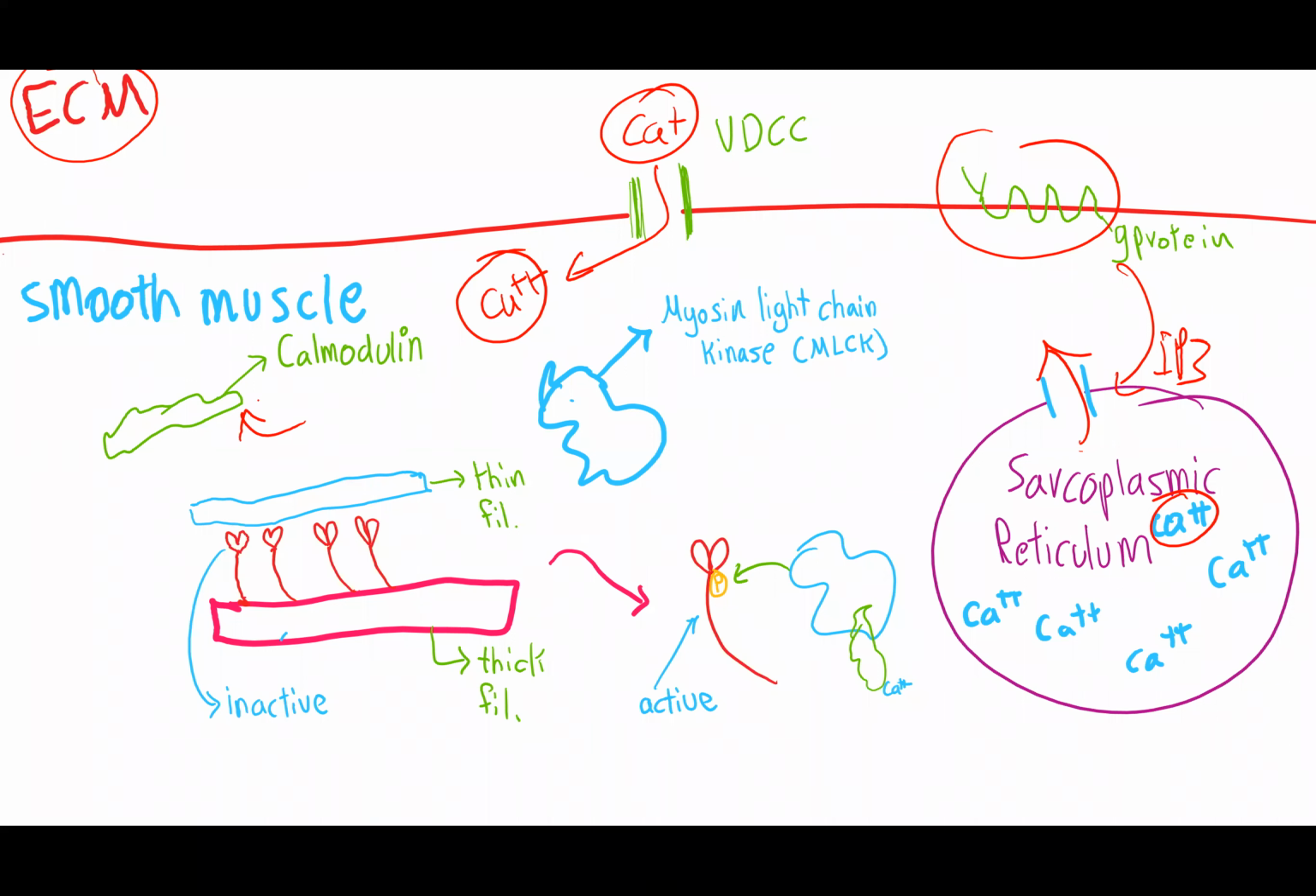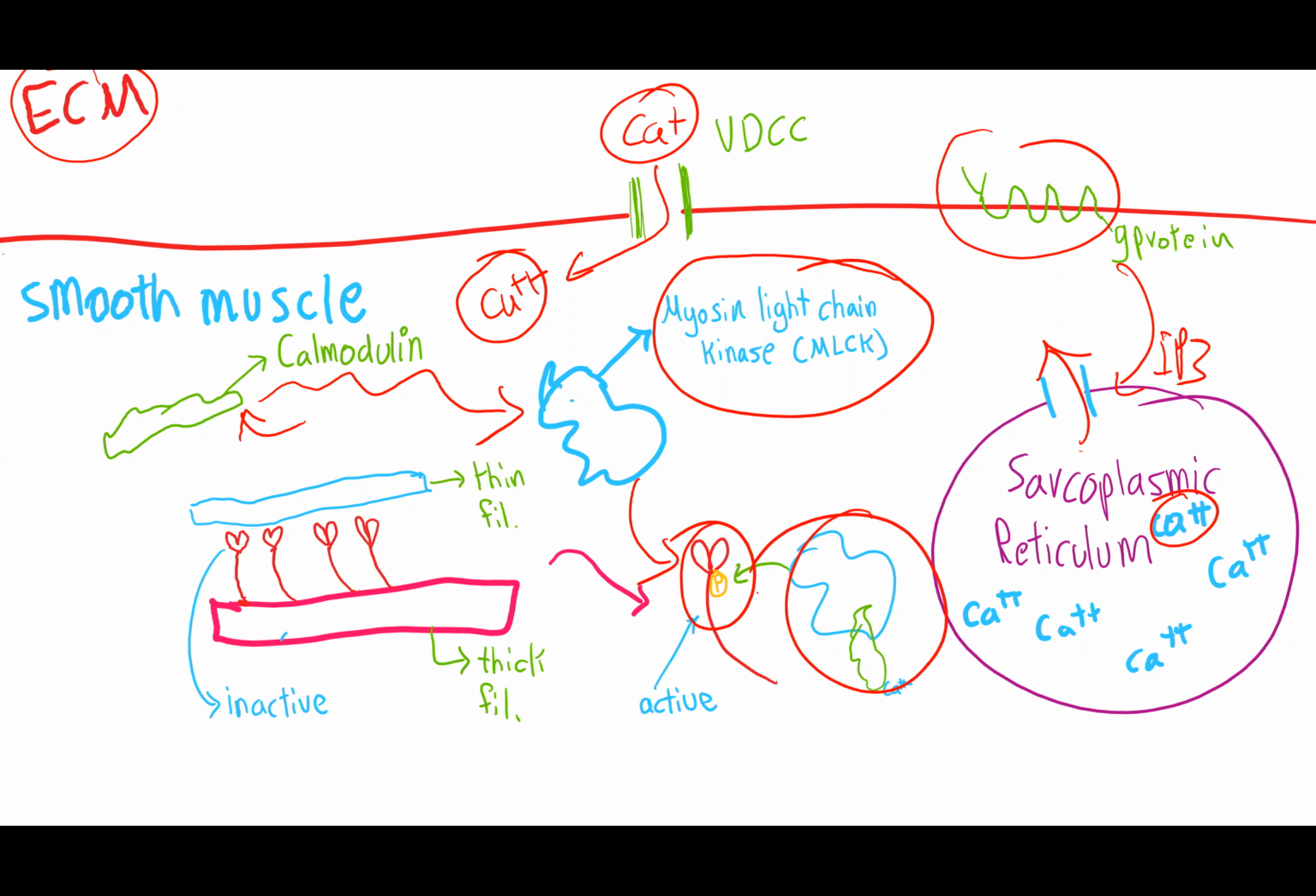What happens is this complex comes here, activates the MLCK. This MLCK will come in and then phosphorylate this myosin head. You see right here, this whole concoction of enzymes is phosphorylating the myosin head in order for it to work. So all these myosin heads right here in the smooth muscle, like all the way over here, require to be phosphorylated in order for them to do the whole contraction thing.